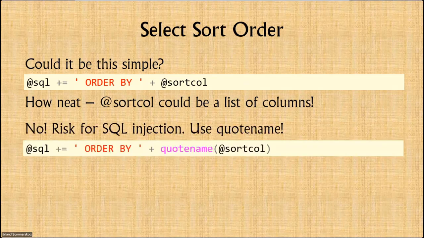Not so quick, not so quick. There's a risk for SQL injection here. Don't do this. We need to use quoting. Now you might say, wait a minute, that's not a problem because I'm writing the client code myself. I've got full control. There's no risk that users can do SQL injection here because I'm not permitting them.